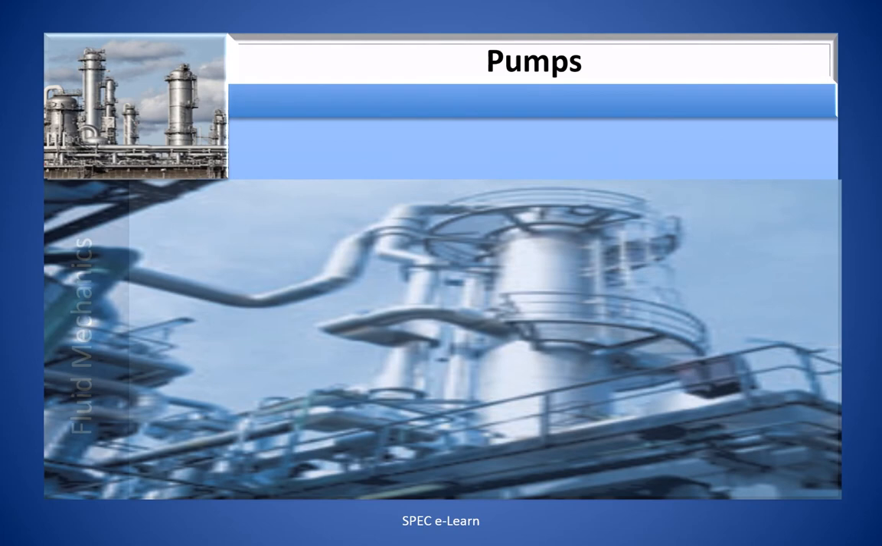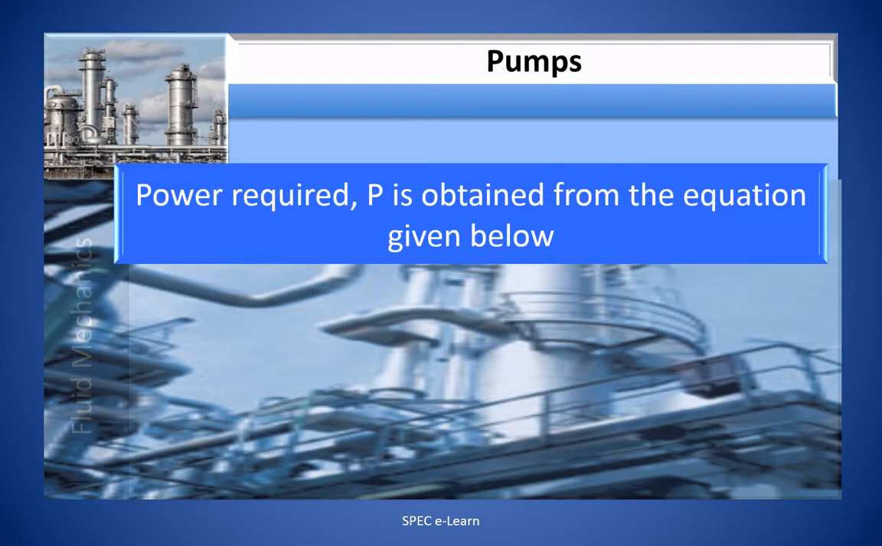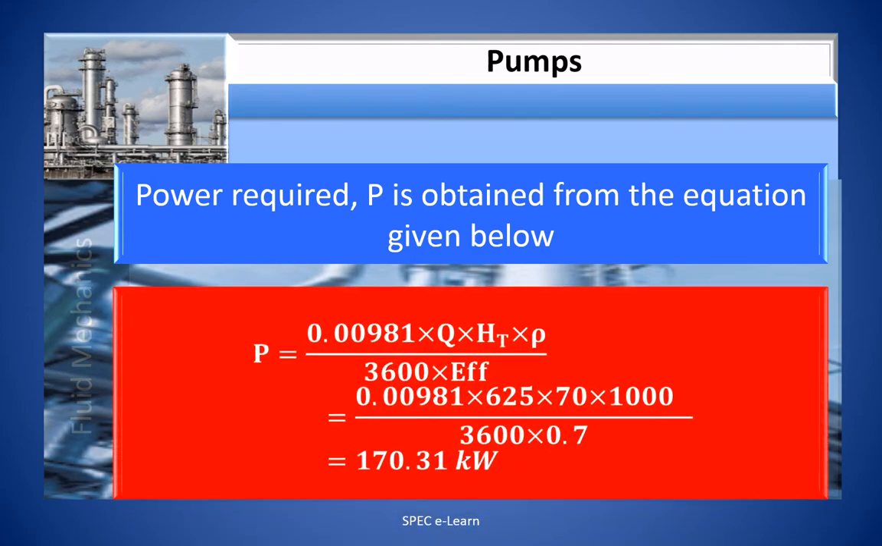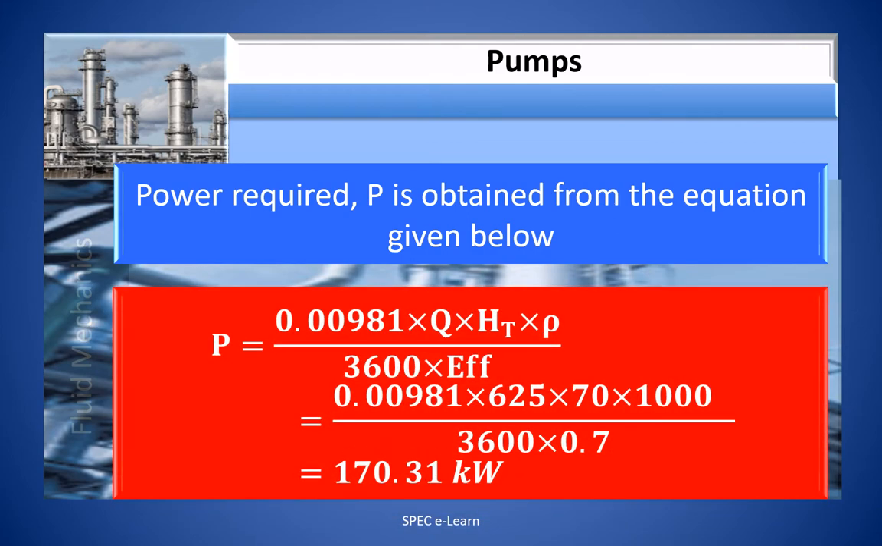Power required P is obtained from the equation given below. P equals 0.00981 times Q times H times rho divided by 3600 times efficiency. Substituting the figures, we get P equal to 170.31 kilowatt.